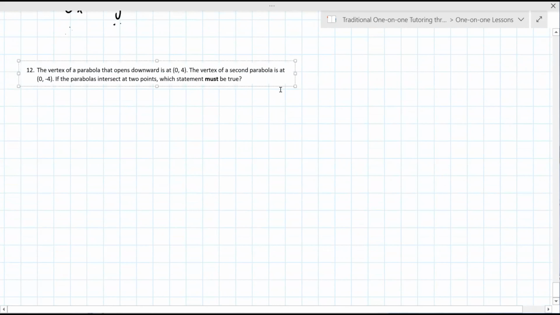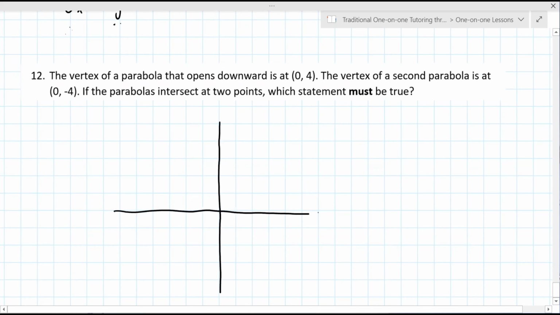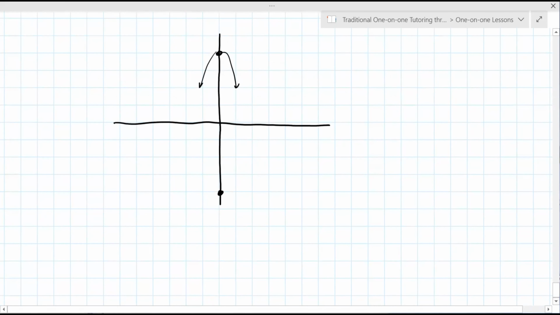Okay, if the vertex of a parabola that opens downward is at 0, 4. So for example, here's 0, 4, and it opens down. I don't want to draw it yet. The vertex of a second parabola is at 0, minus 4. So it's here, okay? And if the parabolas intersect at two points, which statement must be true? Okay, I guess I need to graph this to show you what could happen.